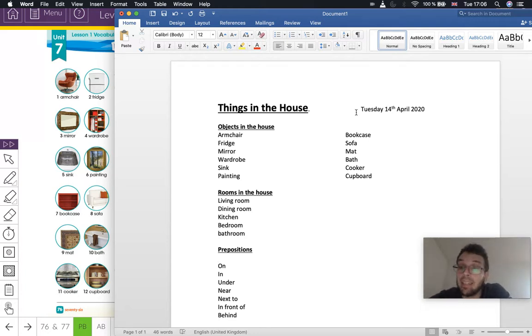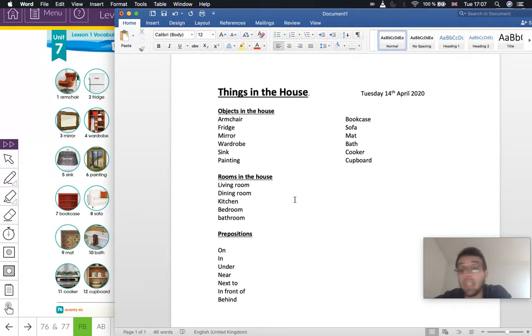The date today is Tuesday, the 14th of April. The year is 2020. And we're just going to write down the vocabulary. First of all, I want you to copy down the objects in the house. This is all the vocabulary that we just had a look at. Armchair, fridge, mirror, wardrobe, sink, painting, bookcase, sofa, mat, bath, cooker, cupboard. You can pause the video, remember, while you copy this in your notebook.